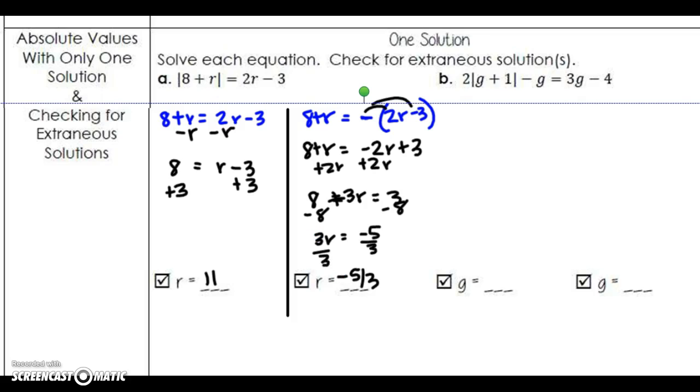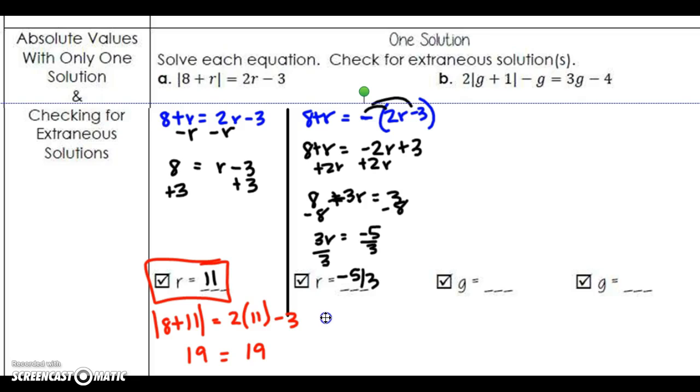All right, so if we were to plug this back in and check, we would wind up with 8 plus 11, the absolute value of that, equals 2 times 11 minus 3, which would wind up giving us 19 over here and 19 over here. So yeah, this is a solution.